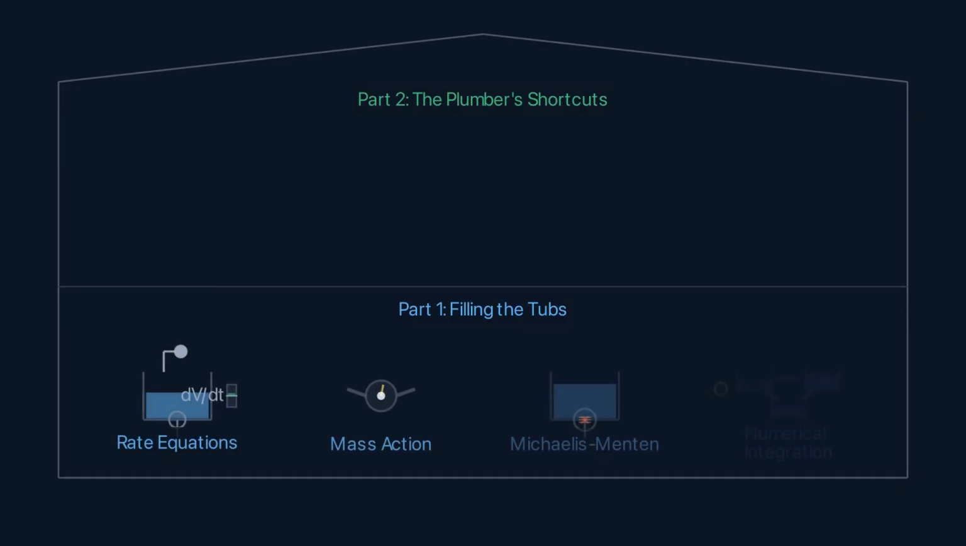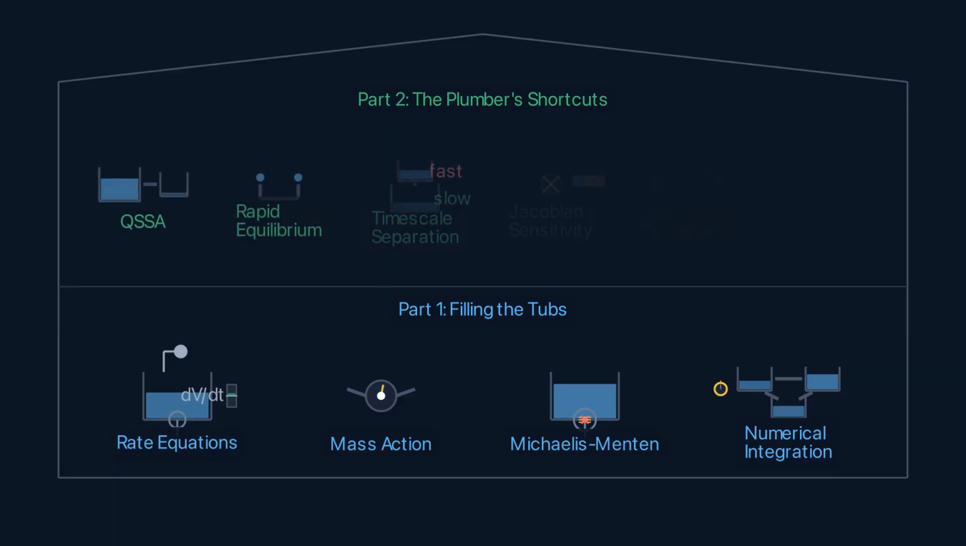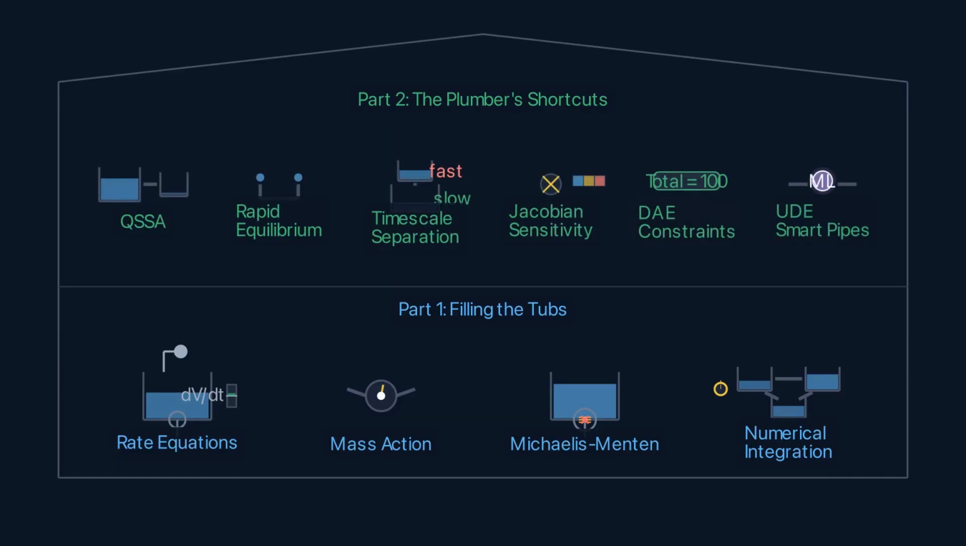10 plumbing principles. Rate equations for how fast the level changes. Mass action for proportional flow. Michaelis-Menten for clogged drains. Numerical integration for the plumber's stopwatch. QSSA for instant drains. Rapid equilibrium for U-tubes.